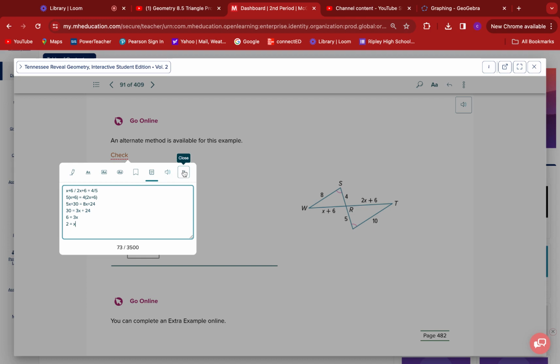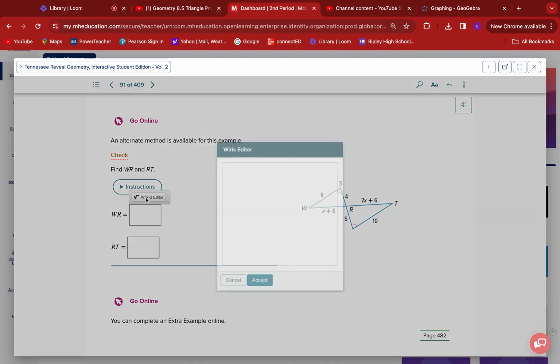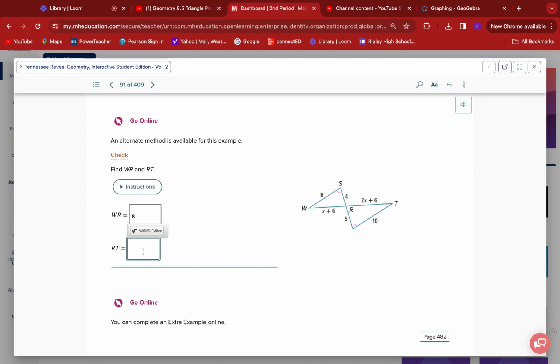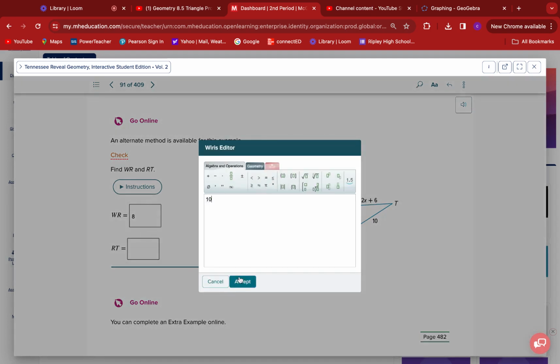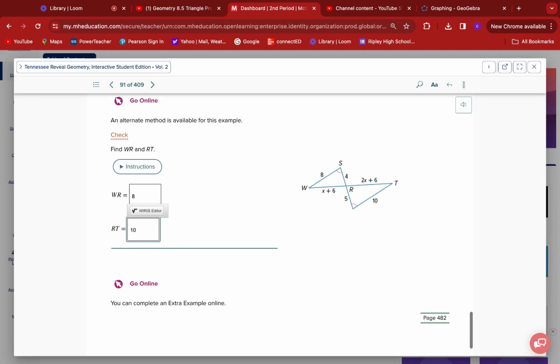All right, so every X is going to be a 2, and that's what I'm plugging and chugging. All right, so WR. 2 plus 6 is 8. Really? Okay, fine. 8. I don't know why they got to make things complicated. And 2 times 2 is 4. 4 plus 6 is 10. All right, guys, we got an 8 for WR. We got a 10 for RT. And we are done with example number 2.